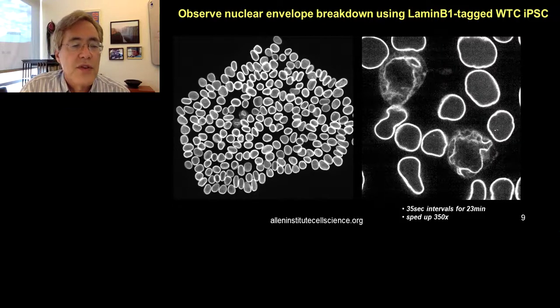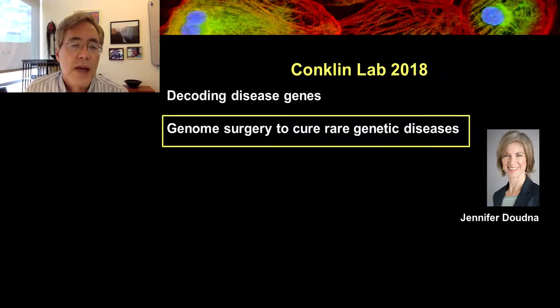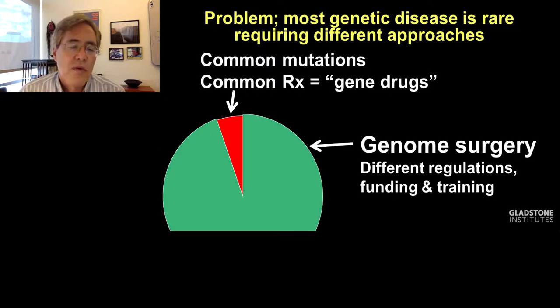Now I'm going to switch to the second topic, which is how we think about not just using iPS cells to decode disease, but using them as a model for genome surgery to cure rare disease. All of this work is in close collaboration with Jennifer Doudna and her institute, the Innovative Genomics Institute. So why do I call it genome surgery in particular? I would like to talk a little bit about that name because there are many meanings to it.